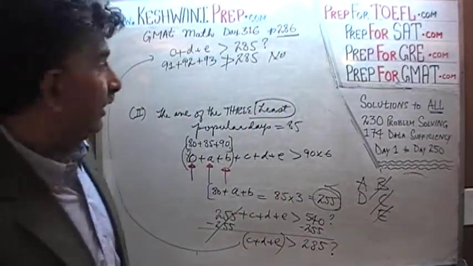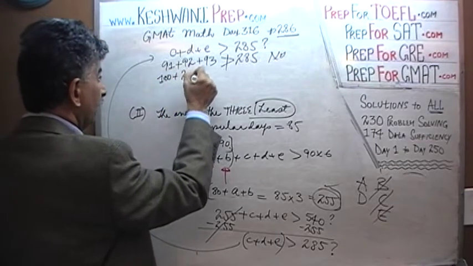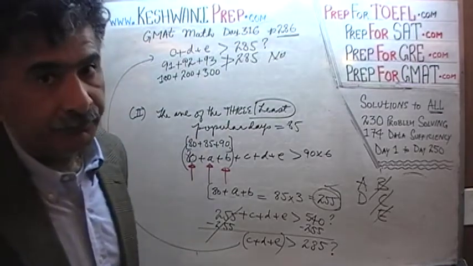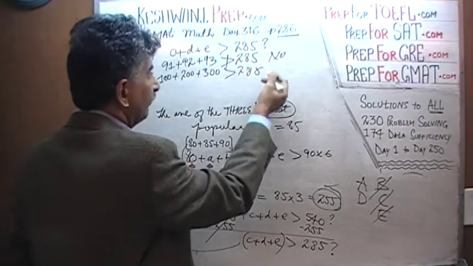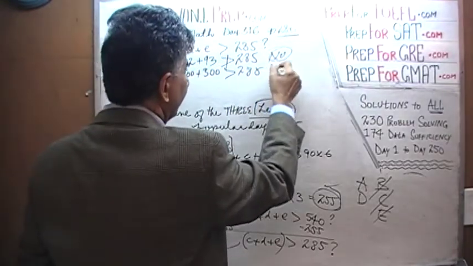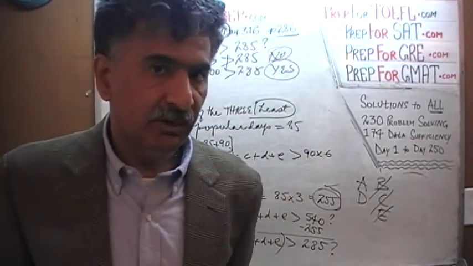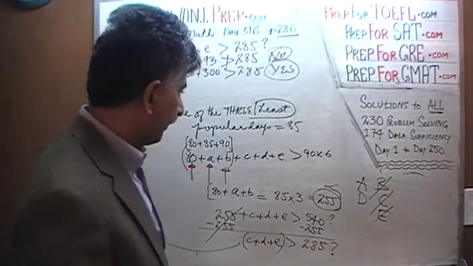But of course, another possibility is that C might be 100, D might be 200, and E might be 300, or E might be 3 million. You get the idea. In this scenario, it is greater than 285. So if this is the case, the answer is no. If this is the case, the answer is yes. The bottom line is, the data provided in the second statement is not sufficient. Therefore, the answer is A.